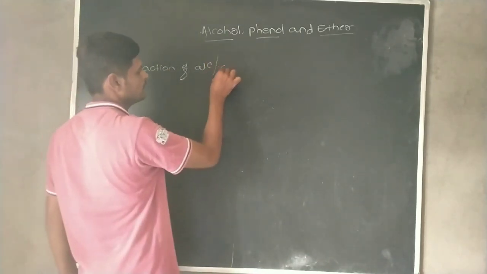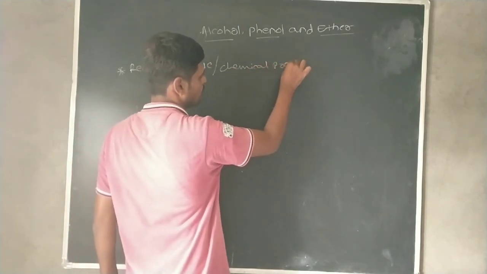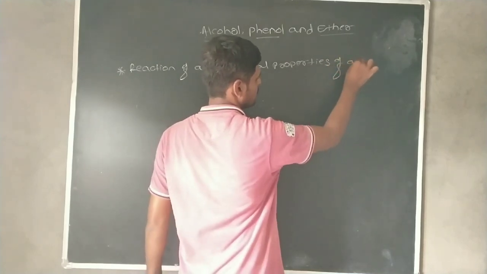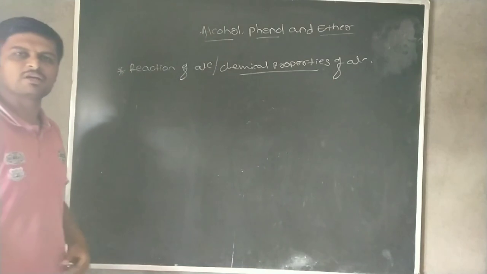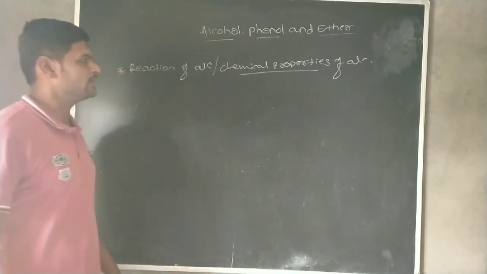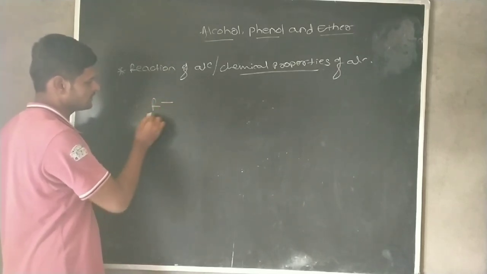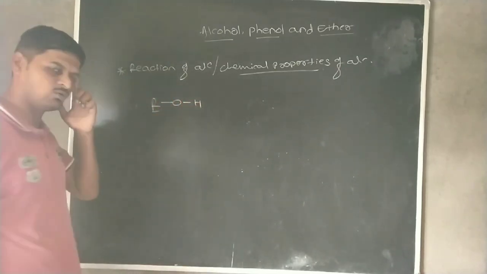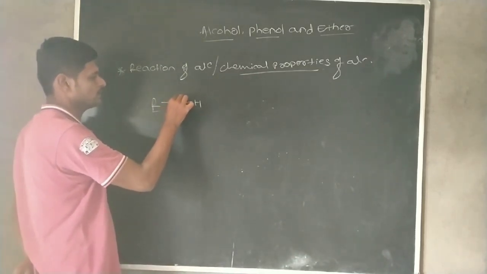Now, this is the chemical properties of alcohol. Okay guys, the chemical properties or reactions of alcohol. Commonly we consider alcohol as an alkyl group, O and H. This is the alcohol, and the alcohol functional group is the hydroxy group.